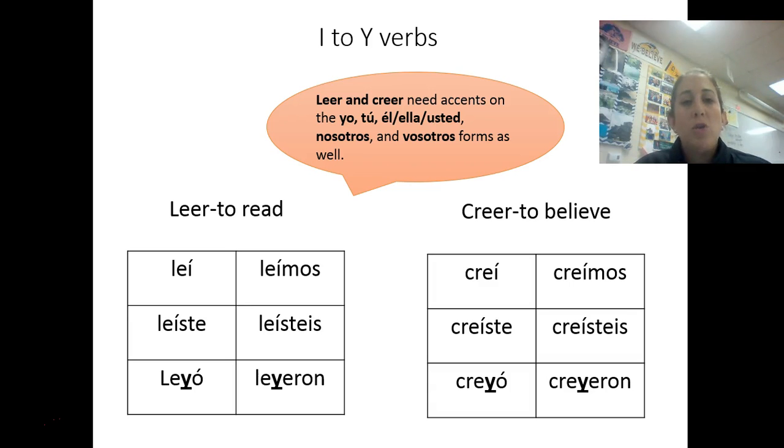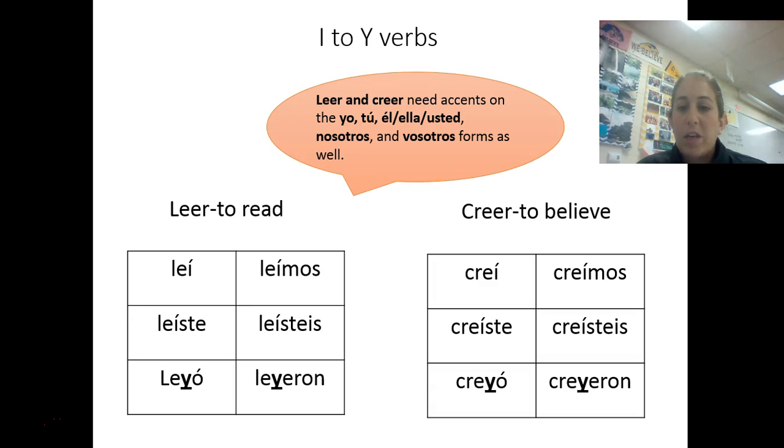And we've got really two types of I to Y verbs. Okay. We've got, for example, verbs that end in EER. EER are going to have accents in all of their conjugations except for that third person plural. So we're going to have an accent on leí. We're going to have an accent on leíste. We're still going to have an accent on leyó. Leímos, leísteis, and leyeron.